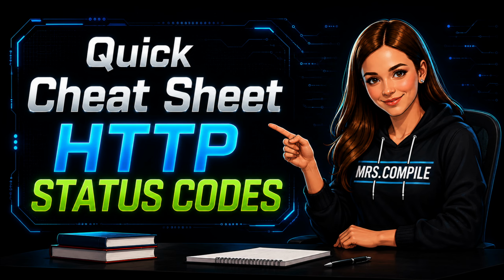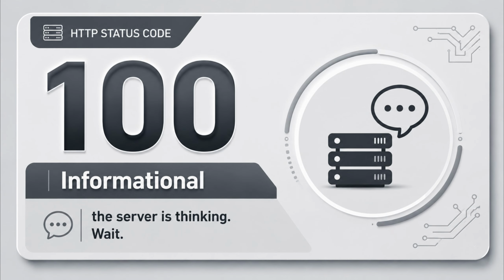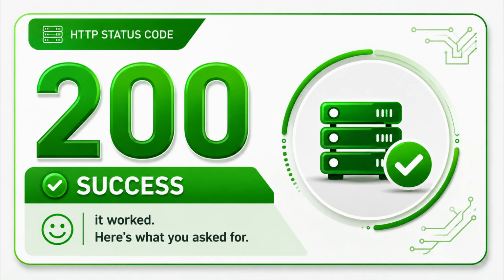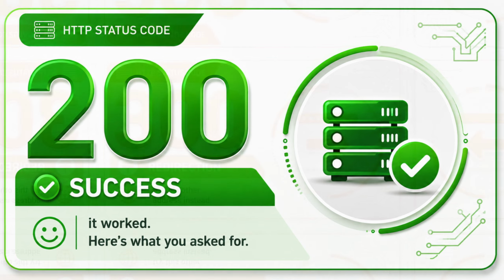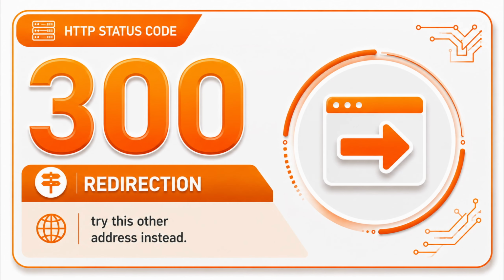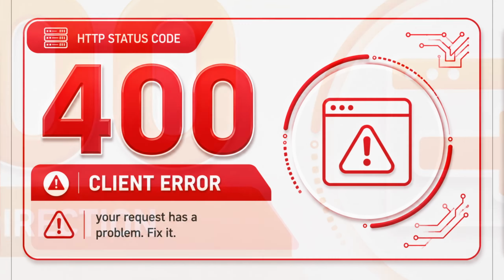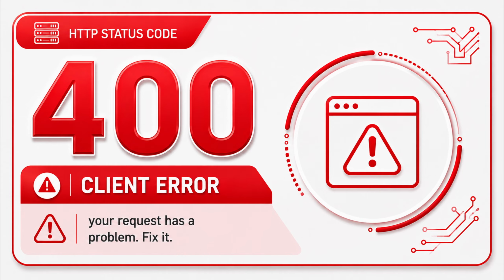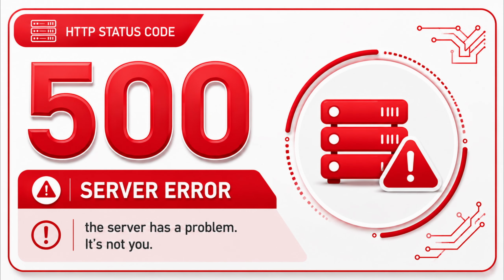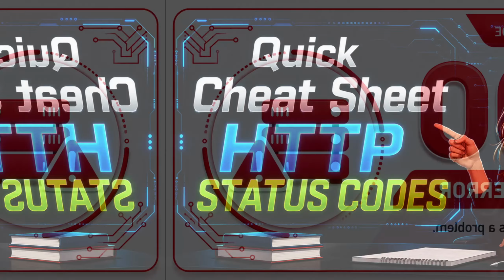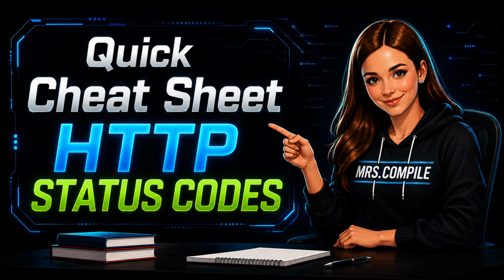Now, I will give you the mental model in 1 sentence per family. 100 means the server is thinking, wait. 200 means it worked. Here's what you asked for. 300 means try this other address instead. 400 means your request has a problem. Fix it. 500 means the server has a problem. It's not you.